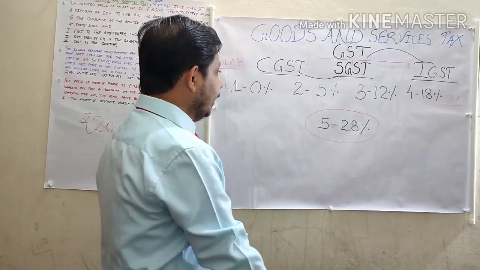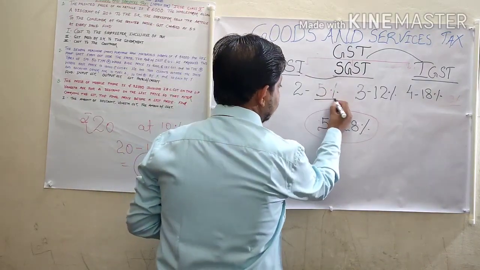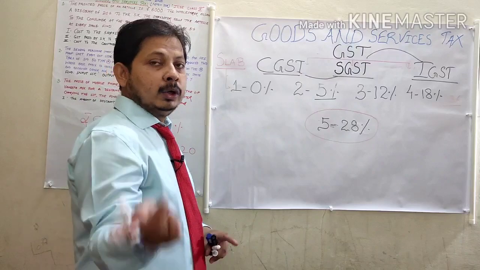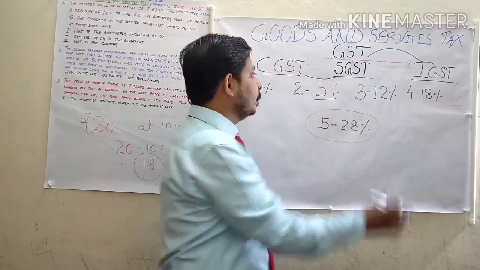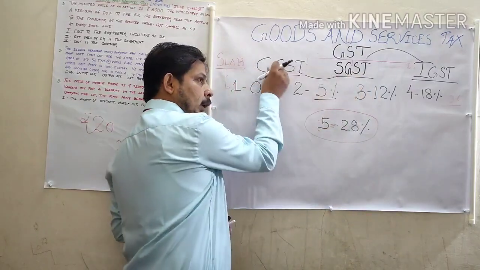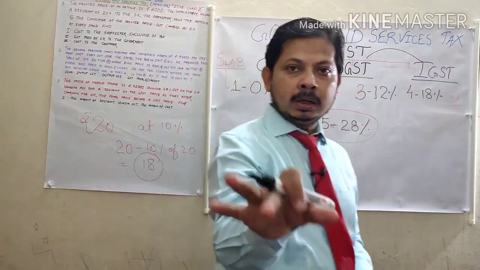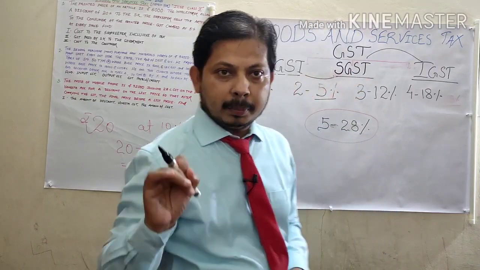So suppose if GST is 5%, this 5% will go into two equal parts. One part is CGST, one part is SGST. One part goes to the state government, one part to the central government.